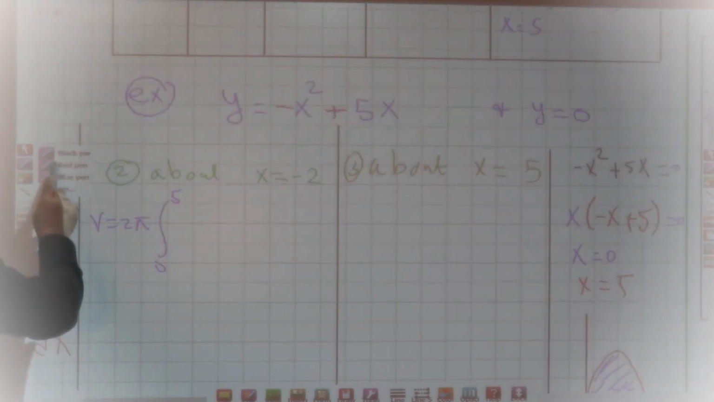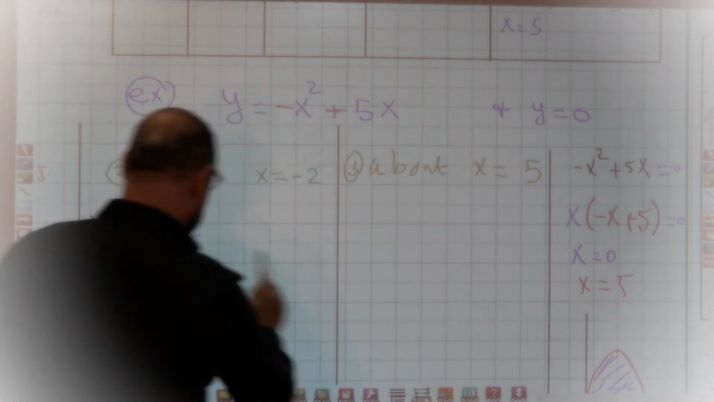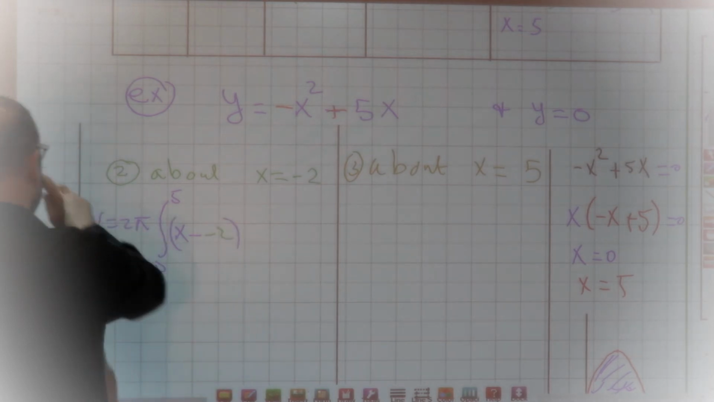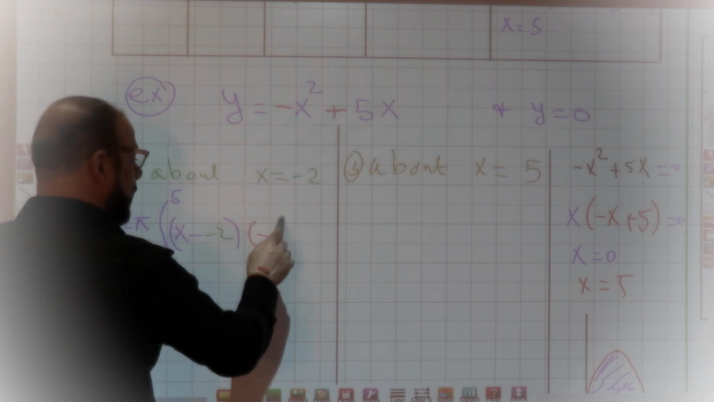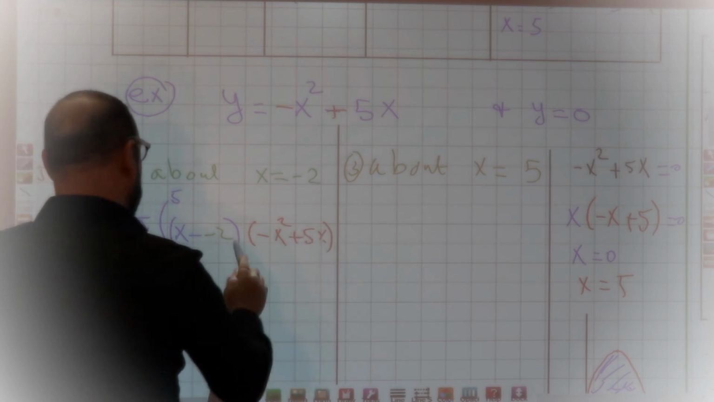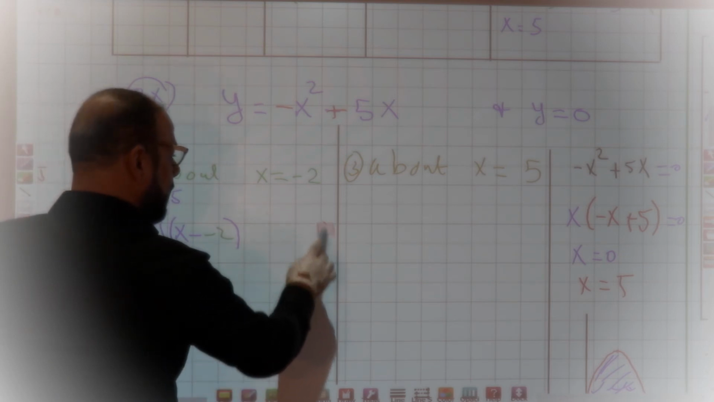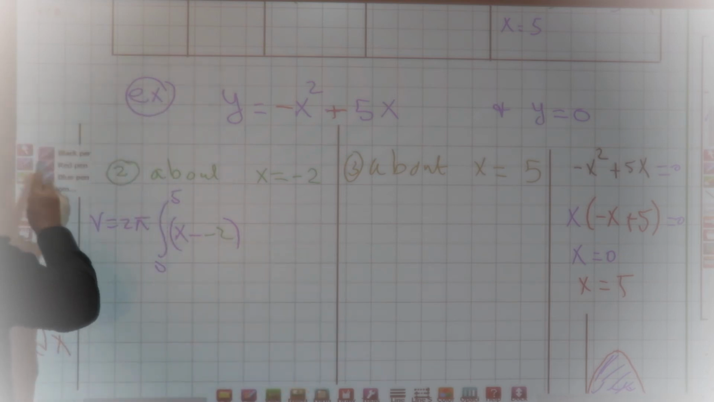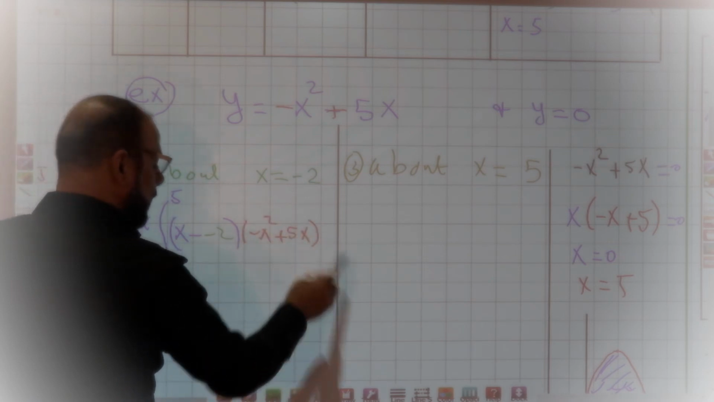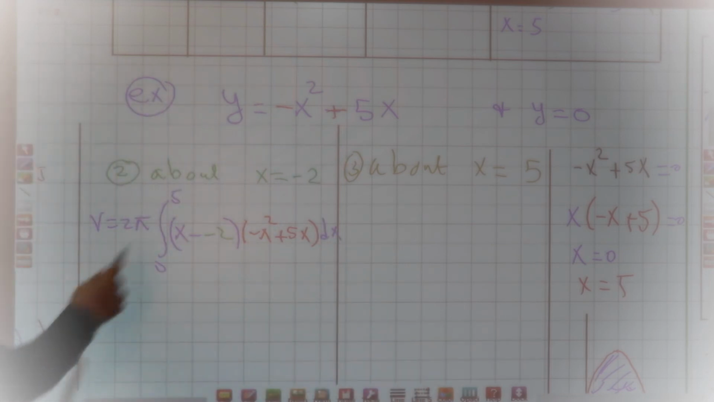Then x minus negative 2, x minus negative 2 times negative x squared plus 5x, right? dx. Let me just make it smaller. Negative x squared plus 5x and dx. Okay. Now just finish it.